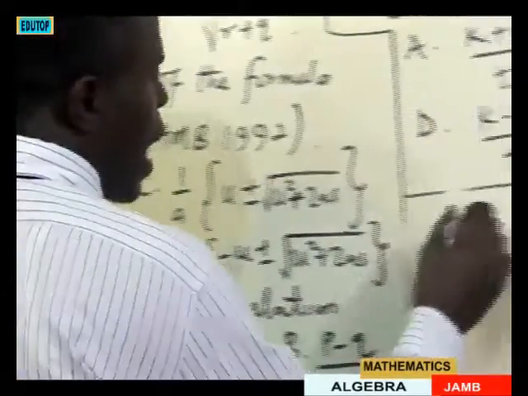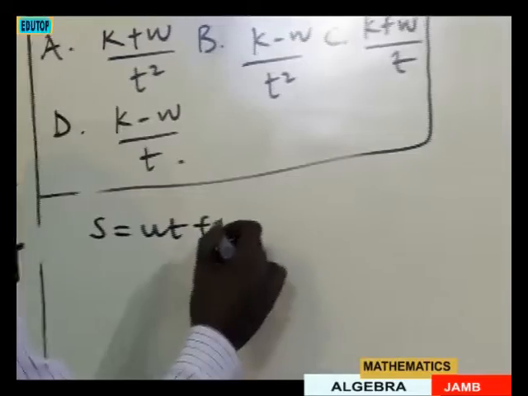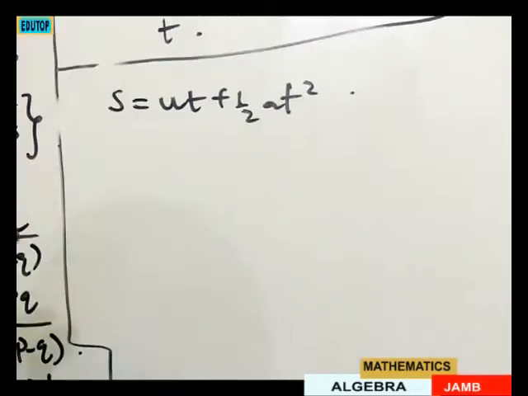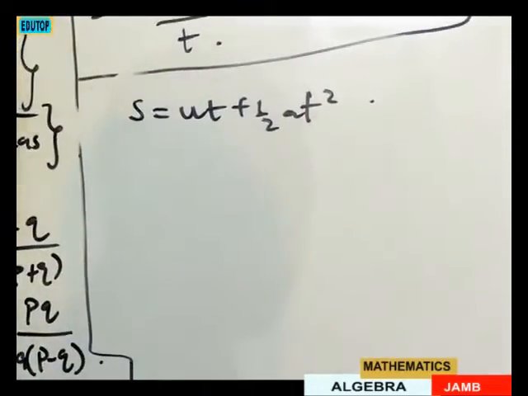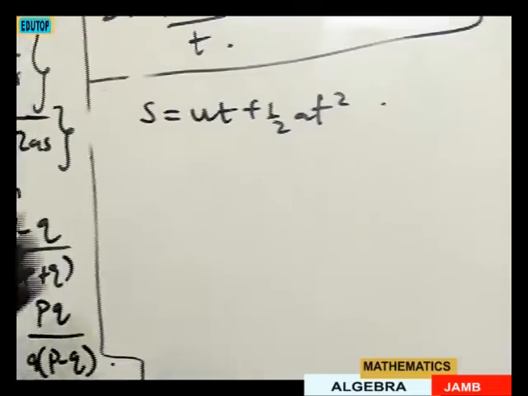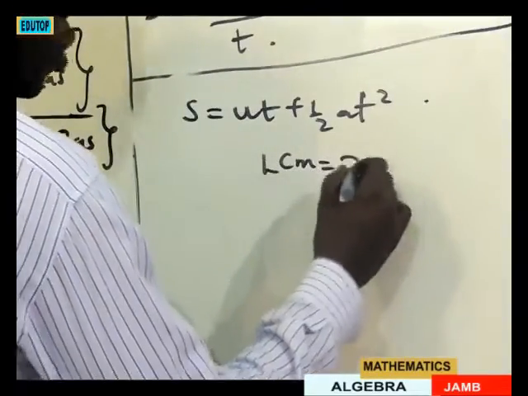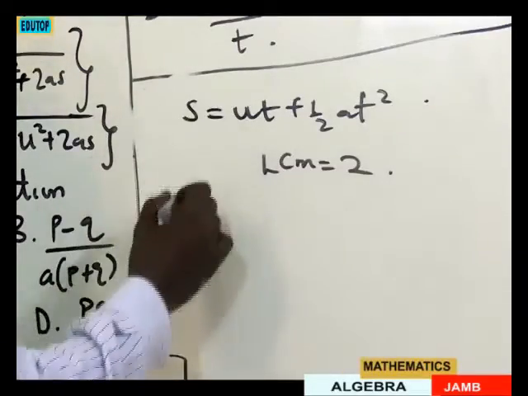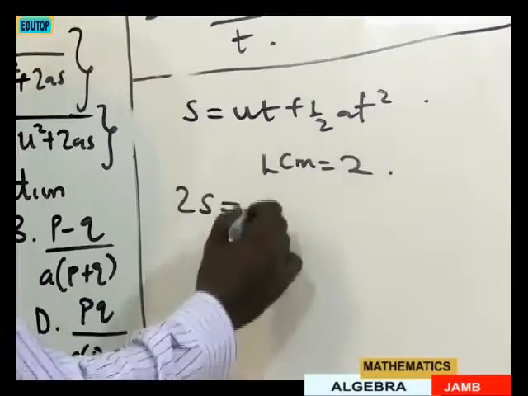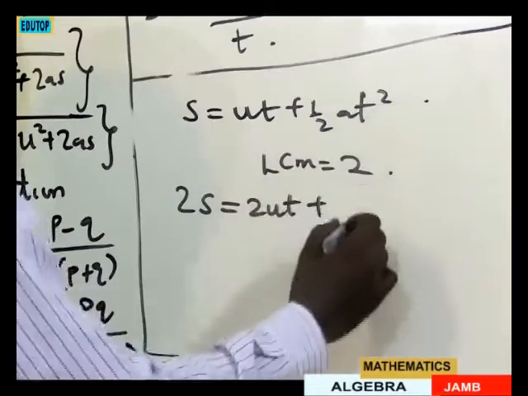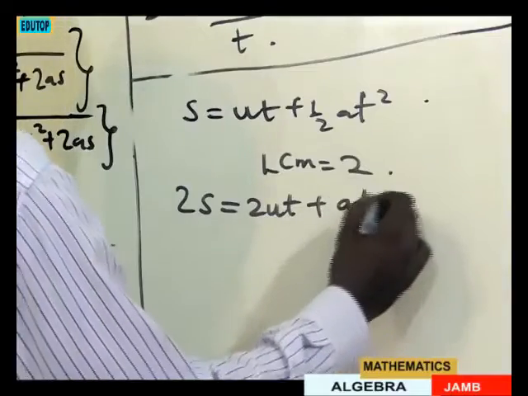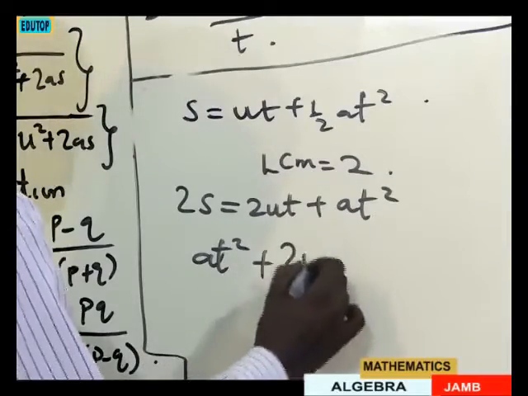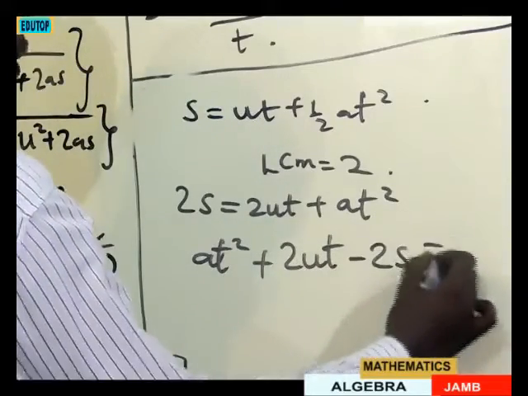In this situation, you have s equals ut plus half at squared. Restructure this equation such that it will suit the use of the formula. The first thing we need to do is to look for the LCM. The LCM here is going to be 2. 2 times s, we use that LCM to multiply each term. 2 times s, we have 2s. 2 times this, we have 2ut. Plus 2 times this, we have at squared. So let's now restructure it. We now have at squared plus 2ut minus 2s equals 0.